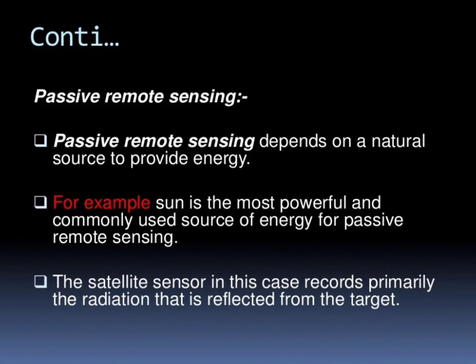The second one is passive remote sensing. Passive remote sensing depends on a natural source to provide energy. For example, the sun is the most powerful and commonly used source of energy, and it can be given as an example for passive remote sensing. The satellite sensor in this case senses primarily the radiation that is reflected from the target.